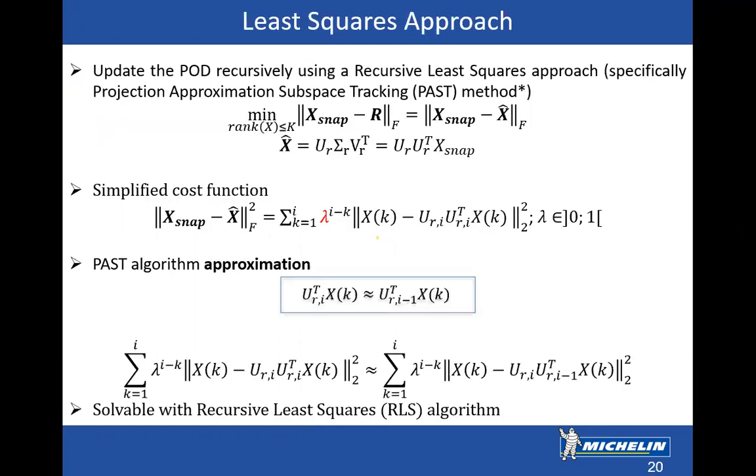How to proceed with that? Okay, so our aim is to minimize x_snap minus x hat. We said it's reduced by setting that x hat is equal to U_r Sigma_r V_r transpose. With some formulation, we can say that Sigma_r V_r transpose can be written as U_r transpose x_snap. So x hat is equal to U_r transpose x_snap. And in fact, our cost function can be simplified, and the Frobenius norm of the squared error between x_snap and x hat can be written as the summation.